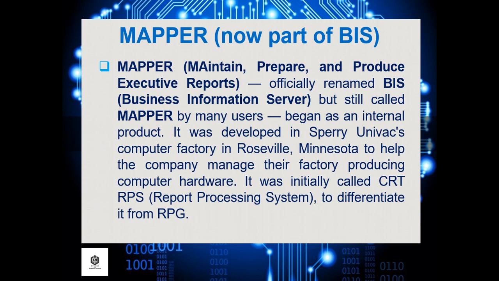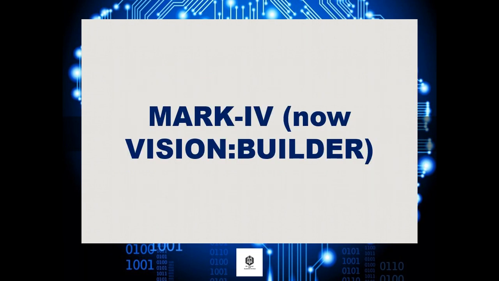Mapper, or Maintain, Prepare, and Produce Executive Reports, officially renamed BIS or Business Information Server, but still called Mapper by many users, began as an internal product. It was developed in Sperry Univac Computer Factory in Roseville, Minnesota to help the company manage their factory producing computer hardware. It was initially called CRTRPS or Report Processing System to differentiate it from RPG.